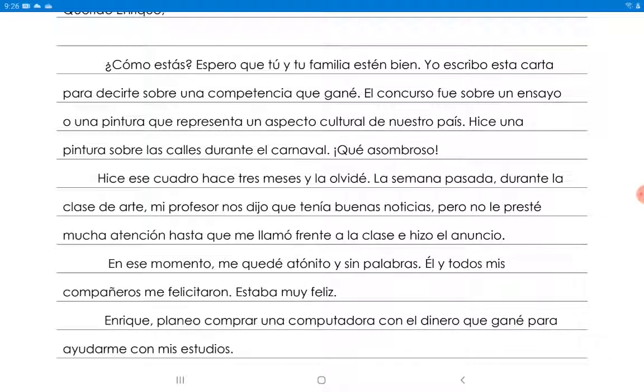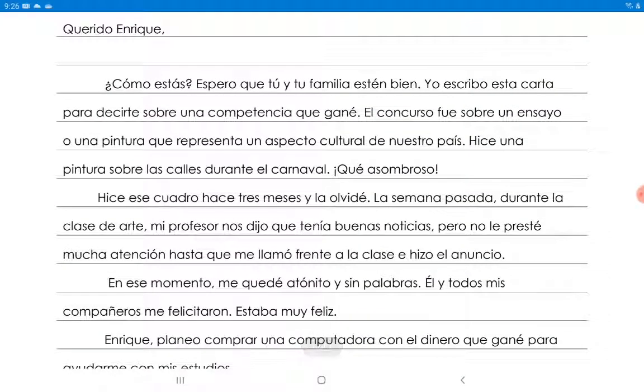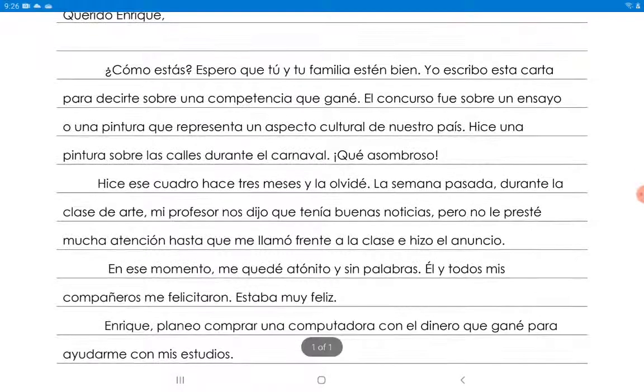"Yo escribo esta carta para decirte sobre una competencia que gané." So I recommend that you start off by saying why you are writing this letter. I'm writing this letter to tell you about whatever it is: a competition, a trip that you make with your parents, a Spanish speaking event, whatever it may be. "El concurso fue sobre un ensayo o una pintura que representa un aspecto cultural de nuestro país."